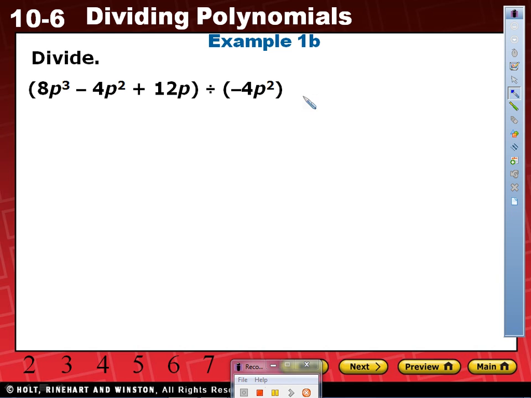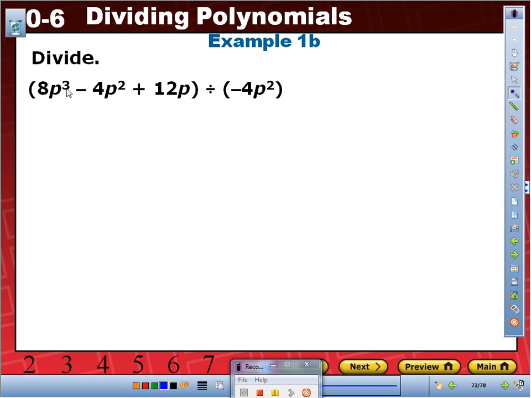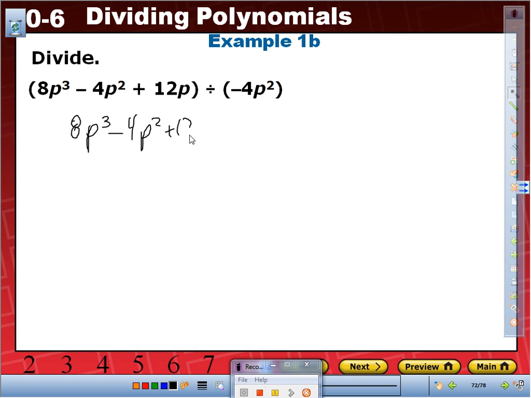Okay, let's do this one together. Is it in standard form? Let's see, 3, 2, and 1. Yes, standard form. However, is it being divided by a monomial? Is this a monomial right here? Yes, it's one term, isn't it? Yes. So if it is, we write it as a fraction. So I'm going to rewrite this. 8p cubed minus 4p squared plus 12p over negative 4p squared.